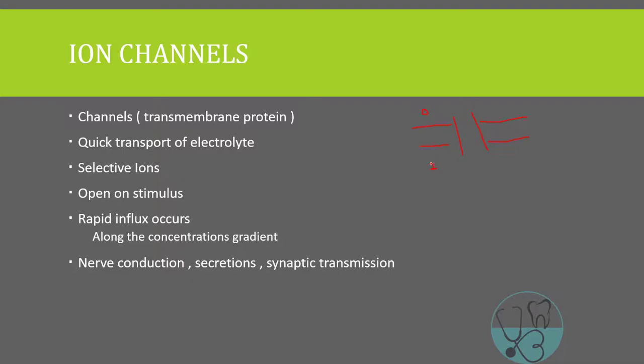These channels can be either gated or non-gated. They open when there is a stimulus. When a stimulus arrives, there is rapid influx of ions, and being a passive process, it occurs along the concentration gradient. And they are usually associated with nerve conduction, secretions, and synaptic transmission.